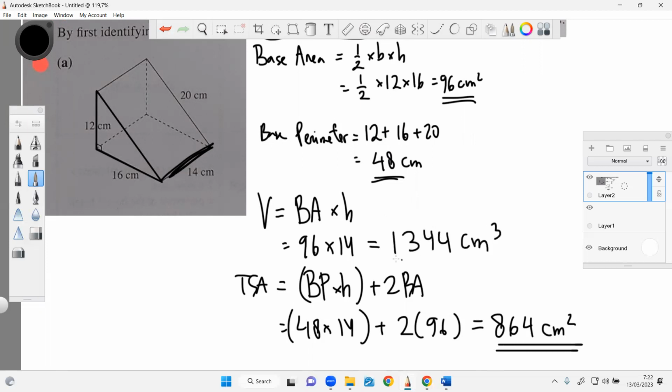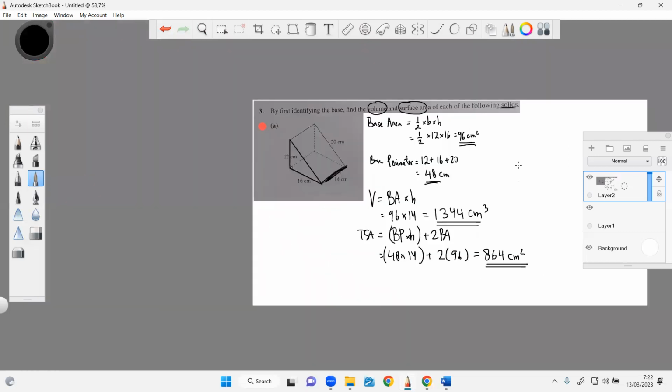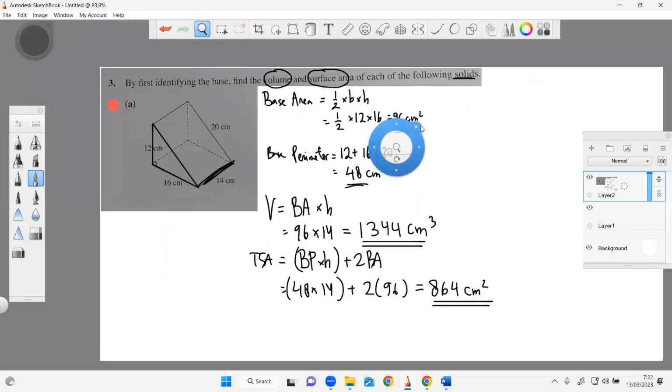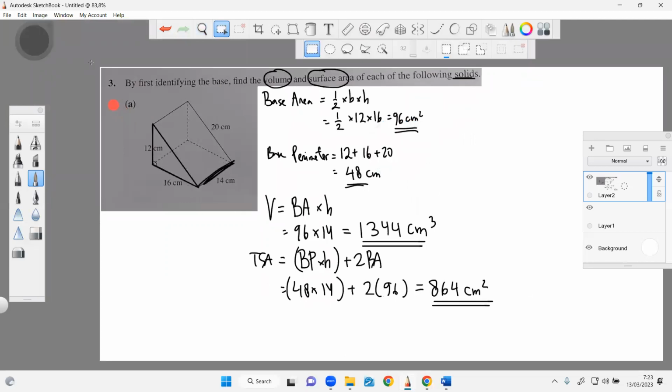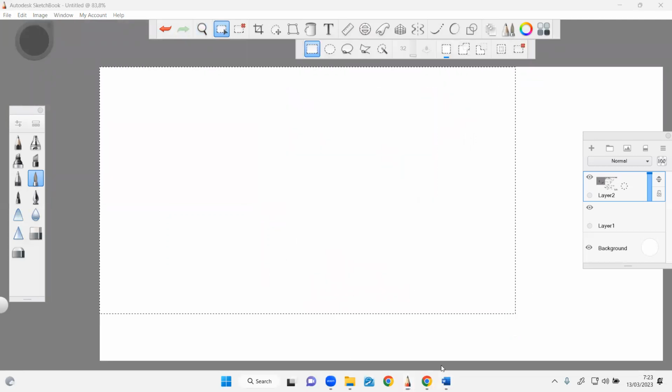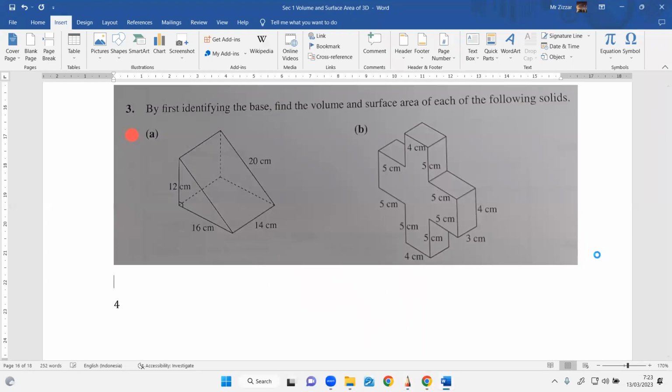Nice. Any questions so far? Everything's still simple, right? Because we haven't got to number 10. Number 10 is more challenging.